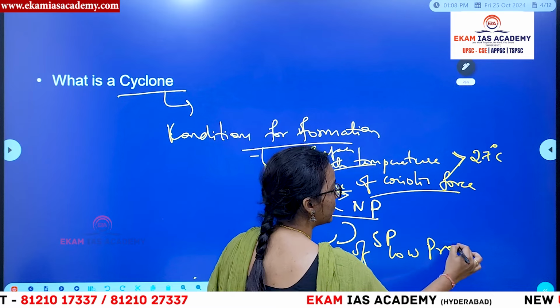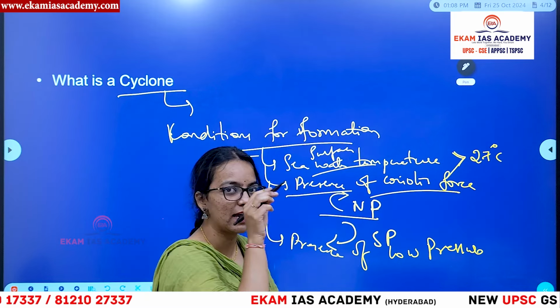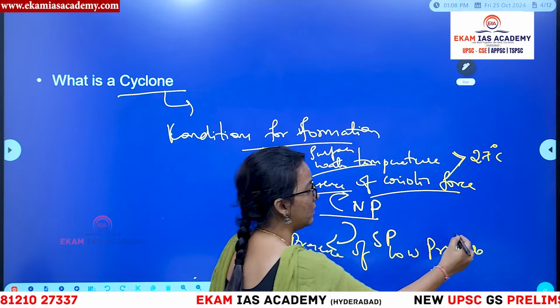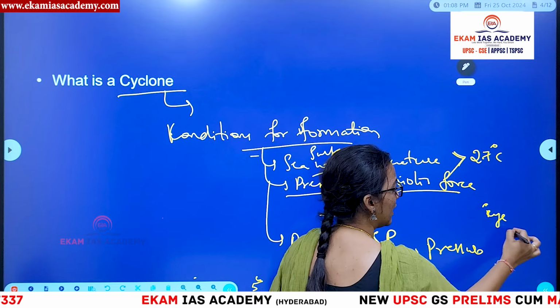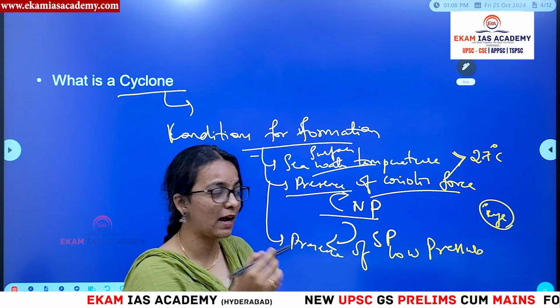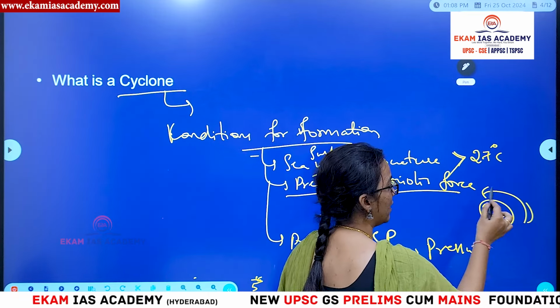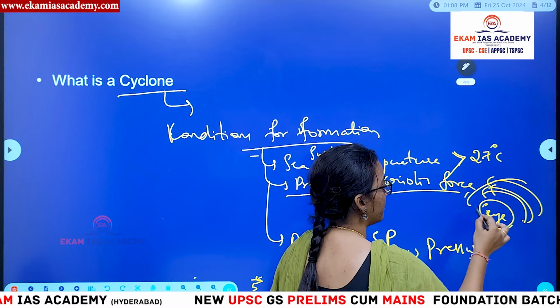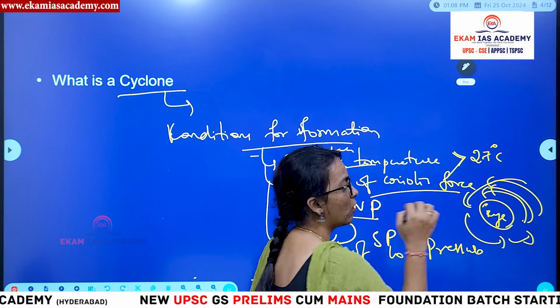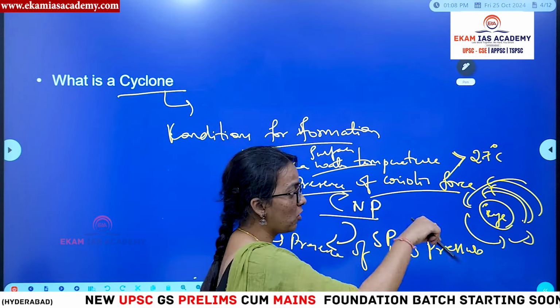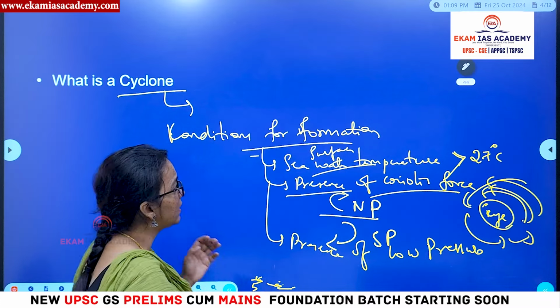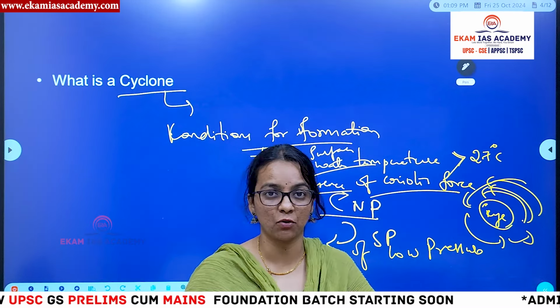Low pressure. We have seen in the diagram, the low pressure area is forming the eye of the cyclone, and the winds will go spiraling anti-clockwise in the northern hemisphere and clockwise in the southern hemisphere. So these are the conditions for the formation of cyclone, and tropical cyclones can be named differently. Now we will see in which part it is known as what.